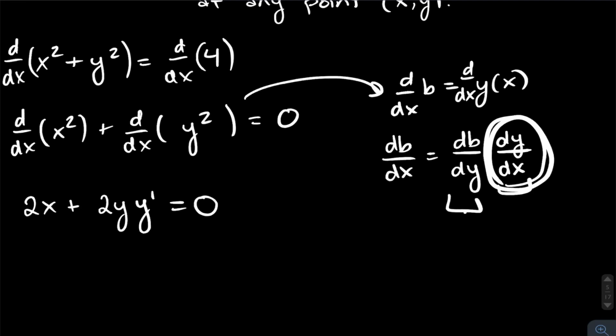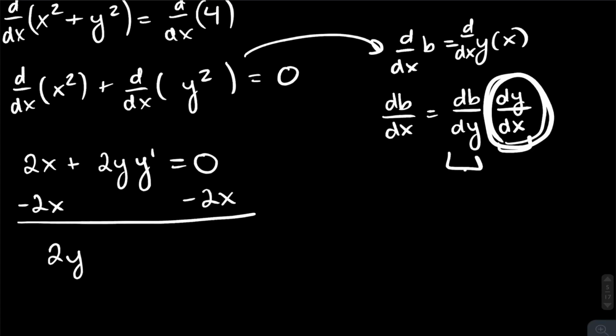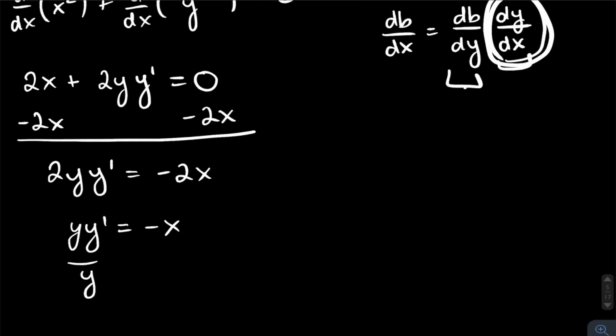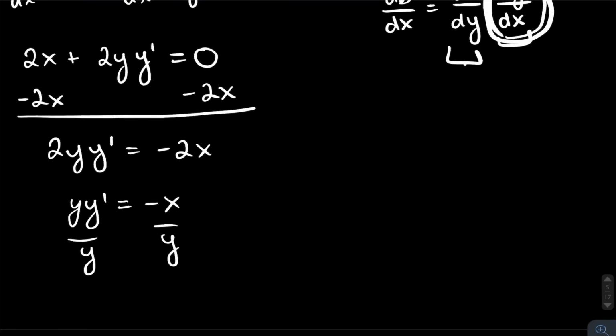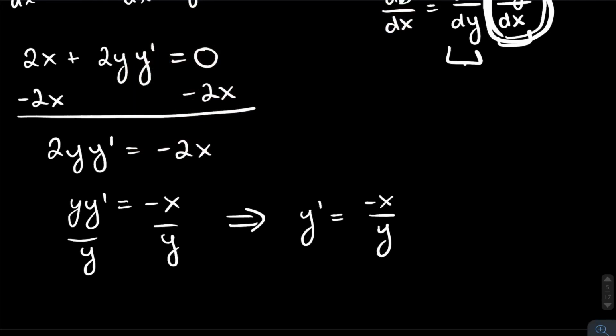We still have equals 0, we just bring that down, and then it's a matter of solving for y prime. You just subtract 2x on both sides, and you get 2y prime equals negative 2x. You can get rid of those 2's and write y prime equals negative x, and then divide by y on both sides. Sorry if I went a little fast there. I'll try to write a little slower so you can catch up. So you get y prime equals negative x over y.